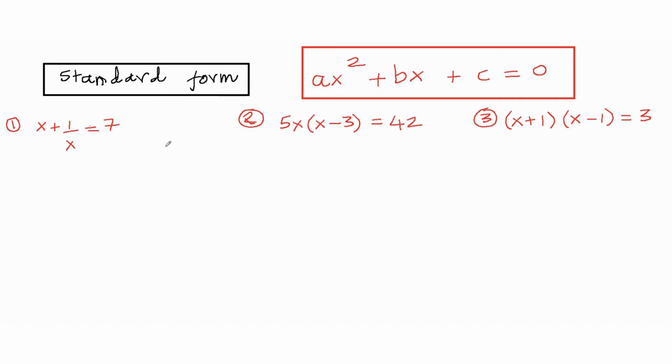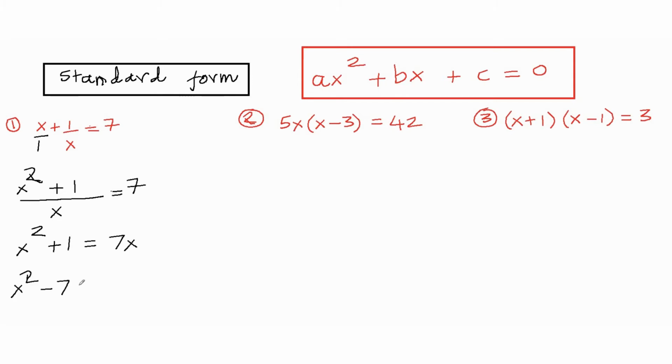So consider the following equations. Let's write them in the standard form and try to find the values of a, b and c. If you notice here, I should be first taking the LCM. So the LCM is x, and this term has to be multiplied by x. So x into x becomes x square, right? This is x square plus 1 is equal to 7. And this x in division will go to the multiplication on the other side. So I get x square plus 1 is equal to 7 times x, which means x square minus 7x plus 1 is equal to 0.